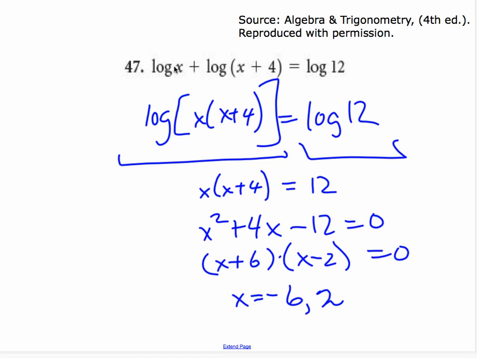Again, check up here to make sure that they all don't give me a negative logarithm. If I plug a minus 6 right here, I'm taking the log of a negative number. Can't do that. So immediately that one is out. But when I put a 2 in, 2 is all okay. So 2 must be the correct answer.